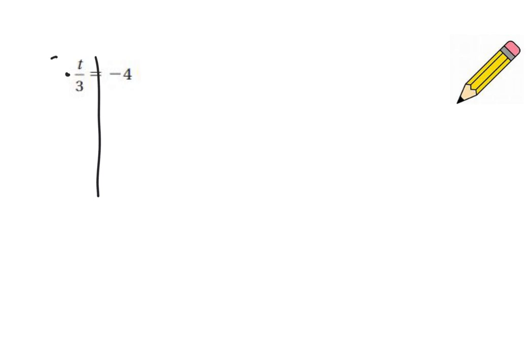Here we'll multiply by 3 on both sides. 3 divided by 3 cancels. We're left with t equals negative 12.